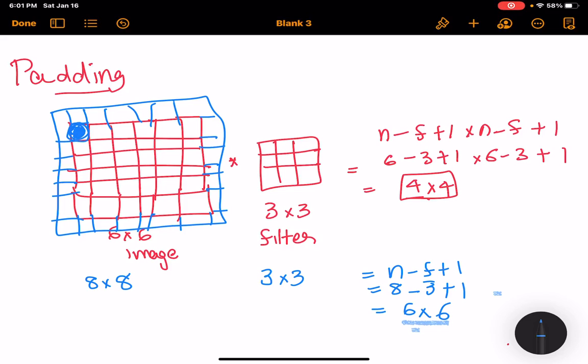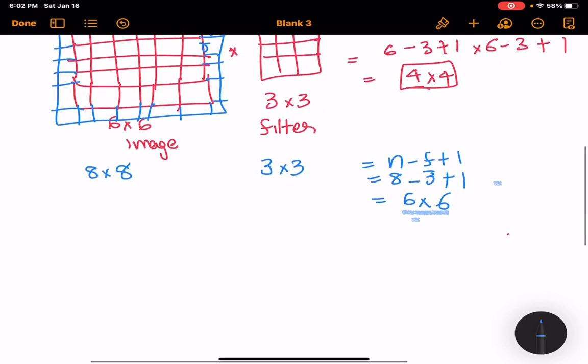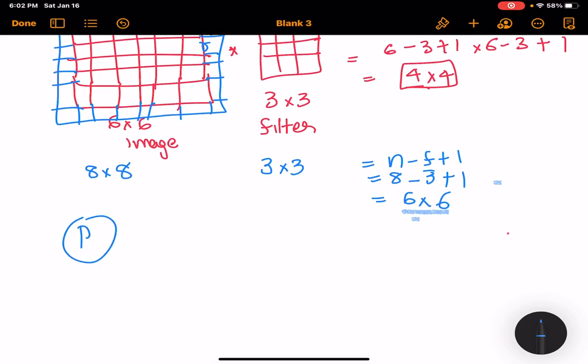Now by convention, we pad by 0. So all these pixel values will be 0. And p is represented as the padding amount. So in this case, we have used p is equal to 1. That is why we have added one layer or one border to our original image, because my padding amount is equal to 1. So if my padding amount is equal to 1, that means I am adding an extra border to my image.